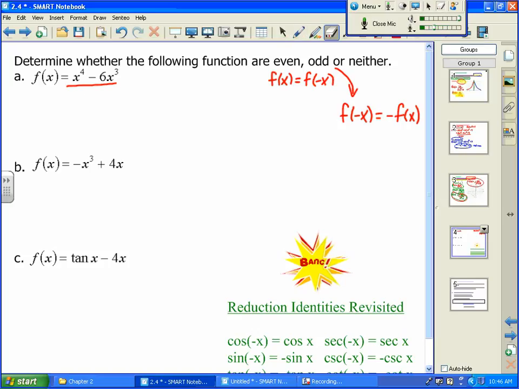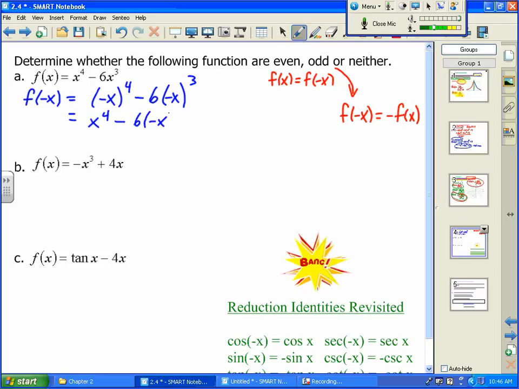So let's look at the first guy here. F of x is that, so let's find f of negative x. So I've got negative x to the fourth minus 6 times negative x to the third. This becomes x to the fourth minus 6 times negative x to the third, which becomes x to the fourth plus 6x to the third.